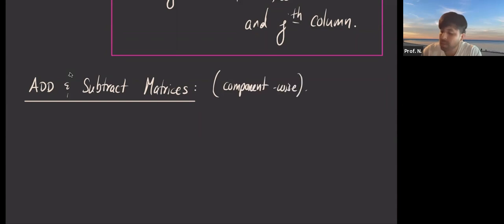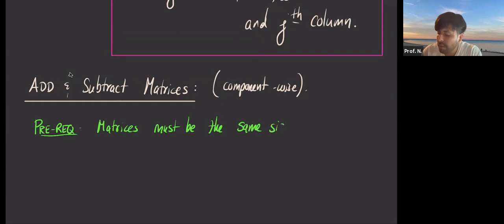What that means is that the prerequisite, the prereq for this, is that matrices must be the same size. If you don't have matrices with the same size, there's no point of adding or subtracting them, because then you wouldn't be able to correspond every entry with another entry. There would be some missing.